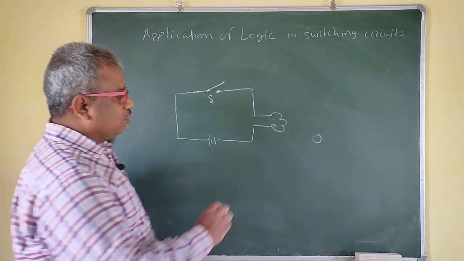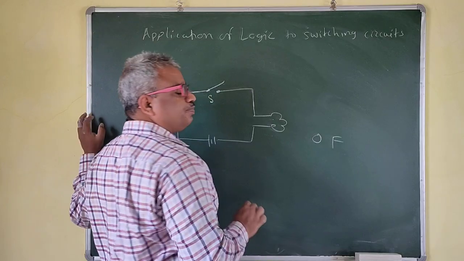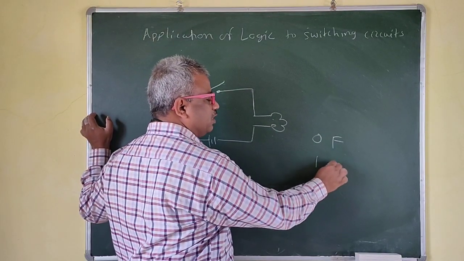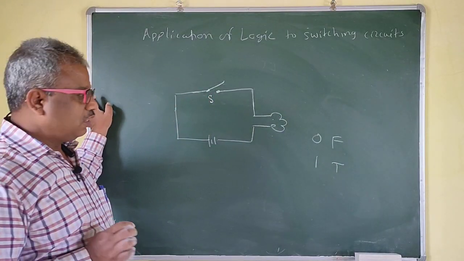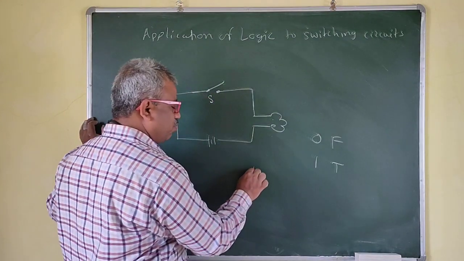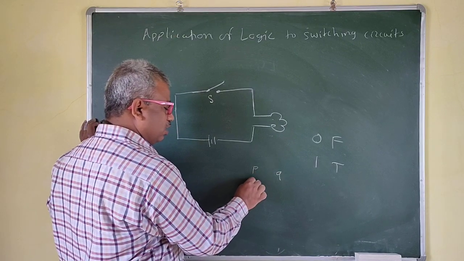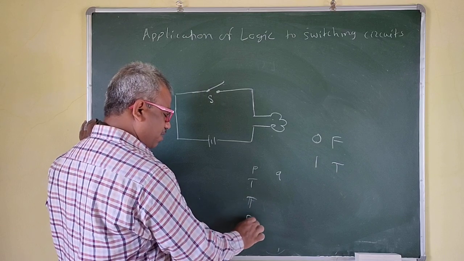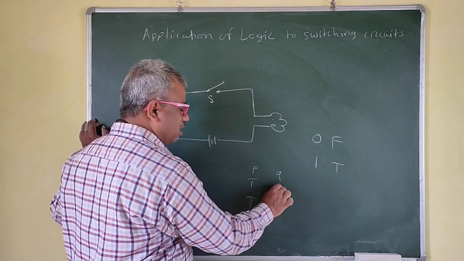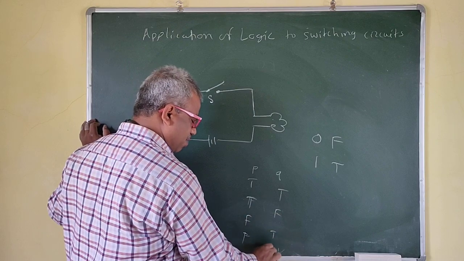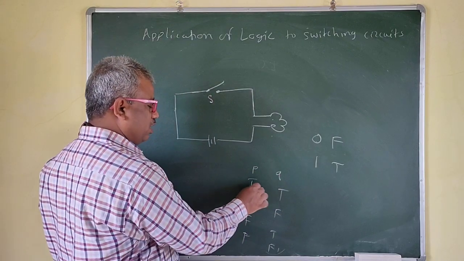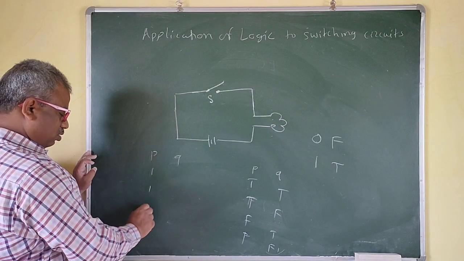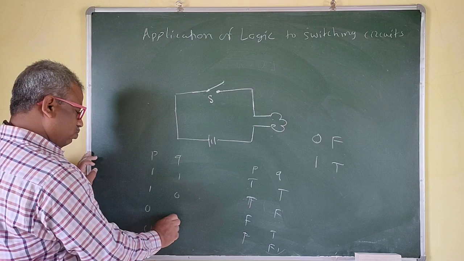We'll take this as 0, or as false. If the switch is on, we'll take this as 1, that means T. Now see, for P and Q suppose, this is T T F F and this is T F T F. How will you use the 0 and 1 here? Instead of this, P Q is 1 1 0 0 and 1 0 1 0.